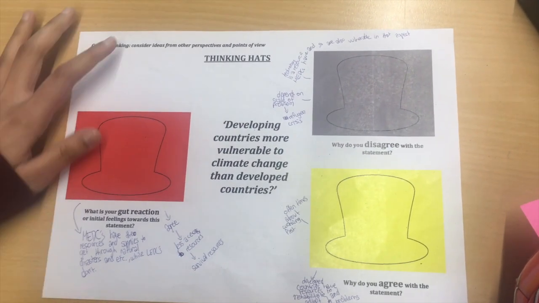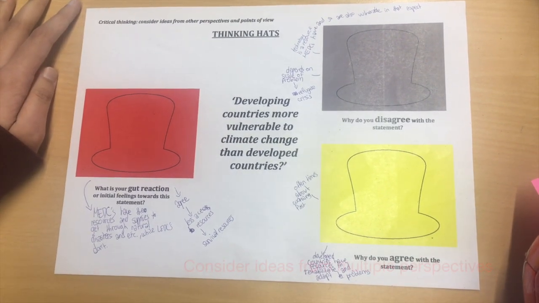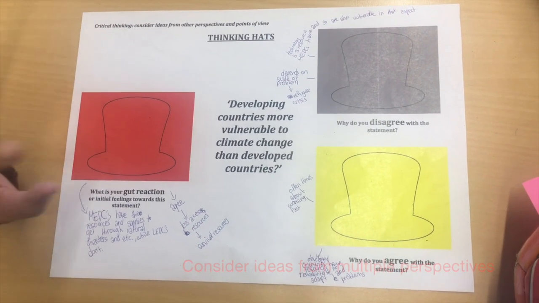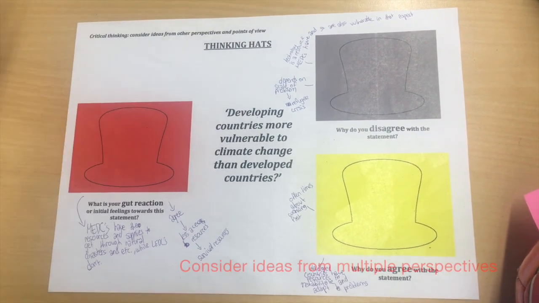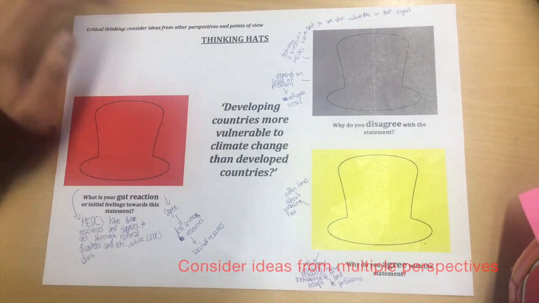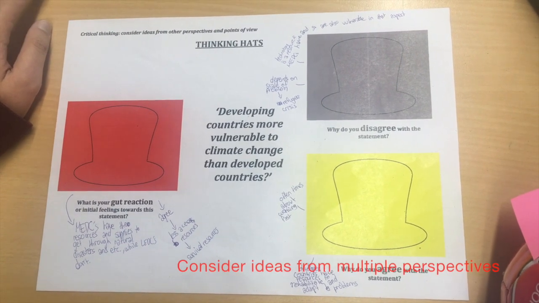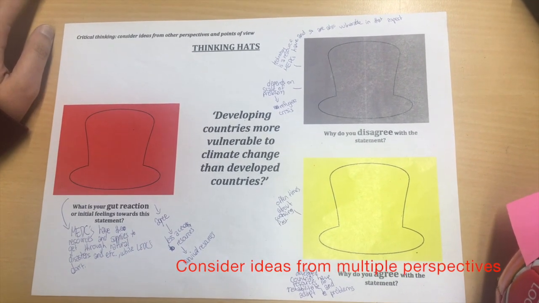To develop the ATL skill, considering ideas from other perspectives and points of view, we had an activity of the thinking hats. The red thinking hat was writing down our gut reaction to the statement: are developing countries more vulnerable to climate change than developed countries?